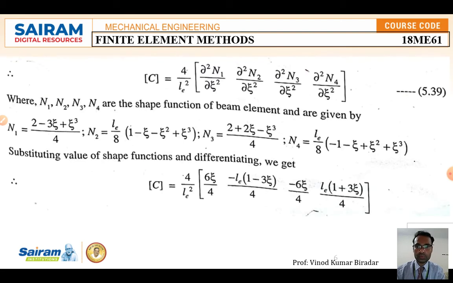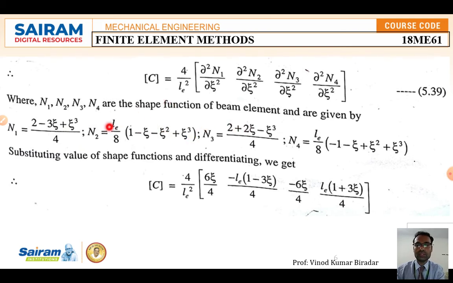So here, substituting the value of c is equal to 4 by L square, so d²/dζ² of N1 N2 N3 N4. Okay, so these are nothing but the change in the given beam element. N1, N2, N3, N4 are the shape functions. Already we derived these N1, N2, N3, N4 values. Substitute this N1 value, we have the N1 value like this, the N2 value we already derived, N3 value, N4 value. Already we derived these in the previous lecture video.